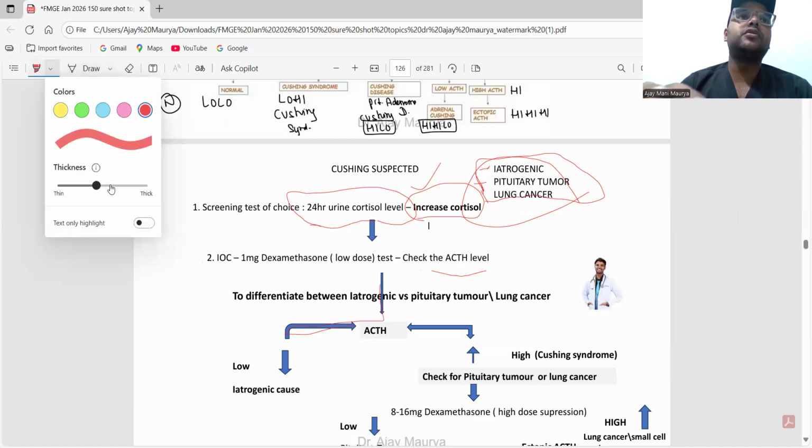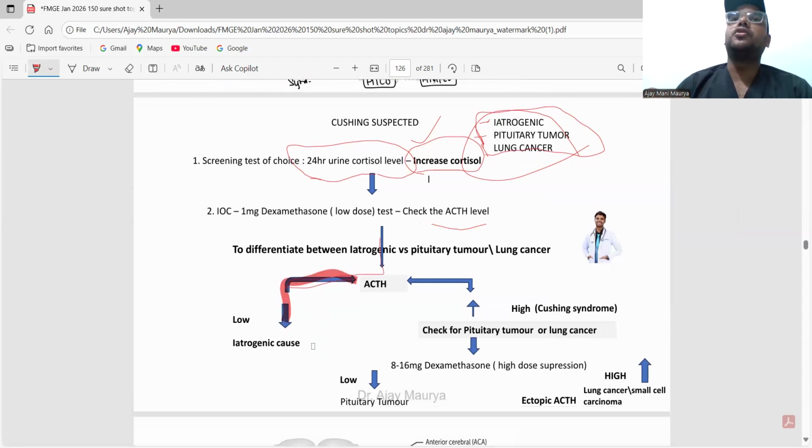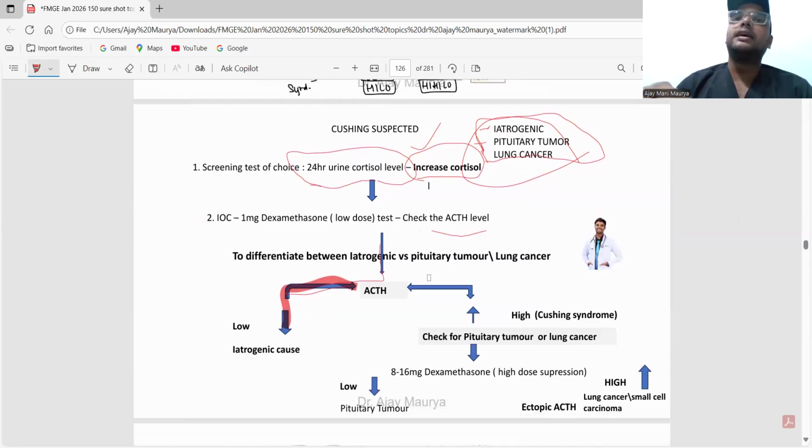It will favor what? It is the region will be atherogenic cause. So you have to avoid giving steroids. If it is still high, then you have to perform the high dose dexamethasone suppression test.